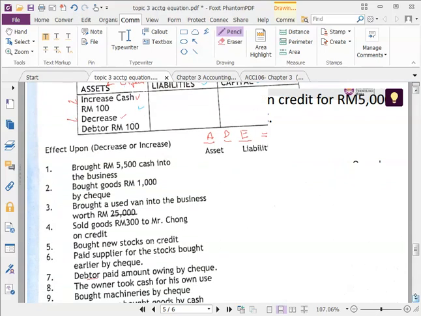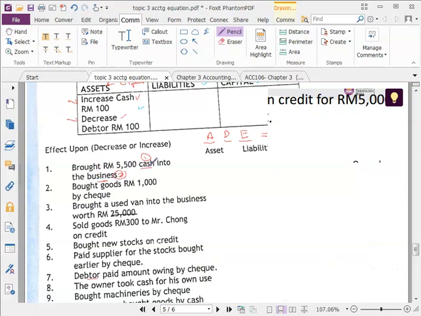So how about, okay, brought 5,500 cash into the business. Maksudnya adalah owner tersebut dia membawa duit 5,500 cash ke dalam perniagaan dia. Pada permulaan, dia mahu memulakan perniagaan. So, you kena tengok keywords dia, iaitu cash dengan brought into the business. These two keywords.